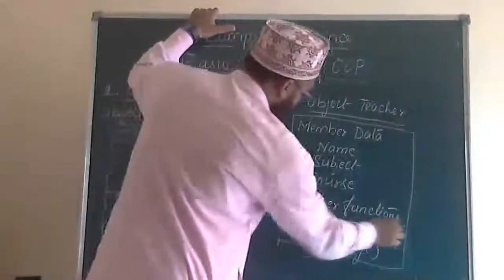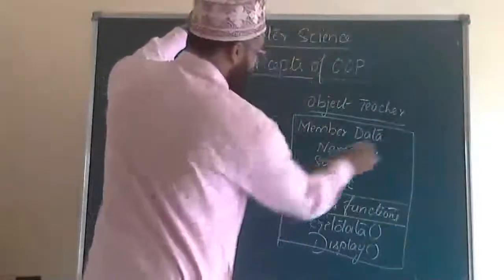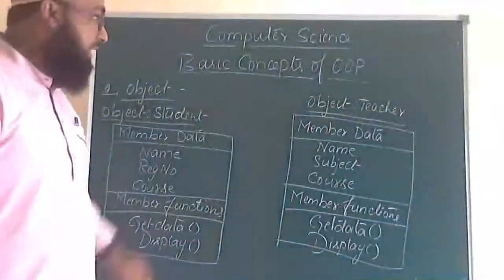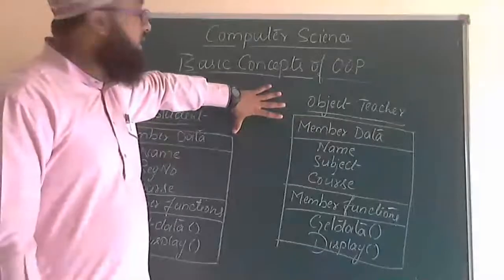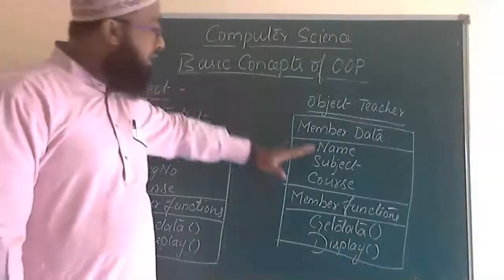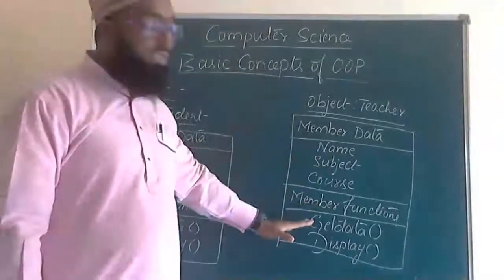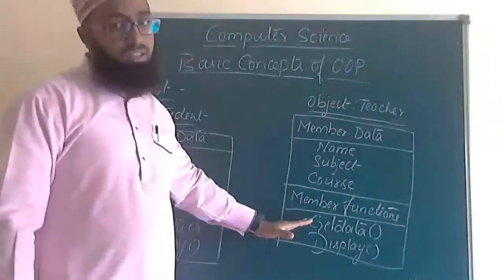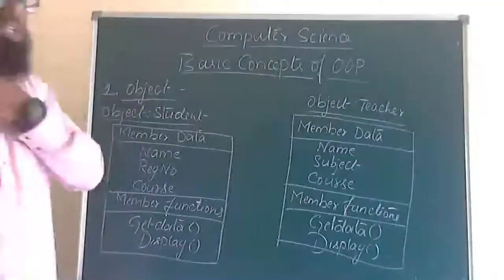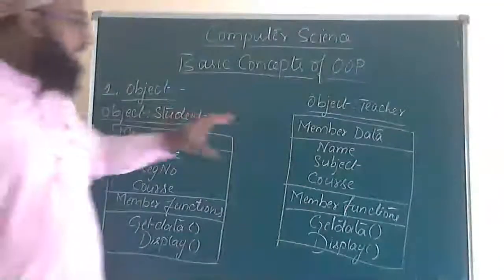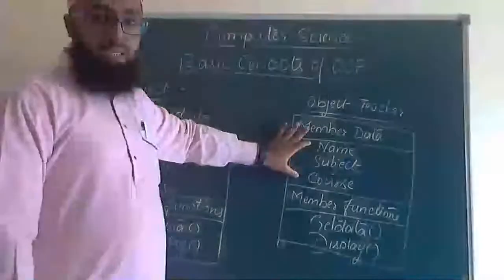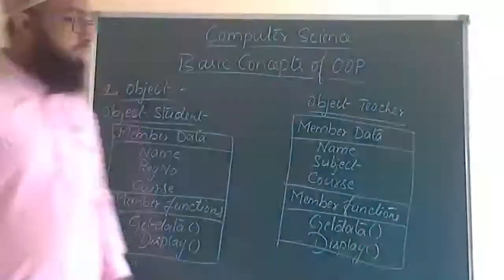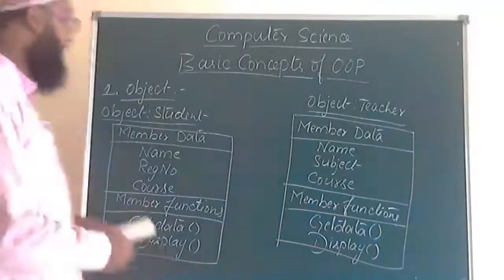In my previous class I had given the definition of object. With that definition, if you write these two objects with associated data members and member functions, then your answer will become correct. Hope you have understood regarding object. Object is a group of data members and also associated member functions. Next, come to the second thing, that is class.